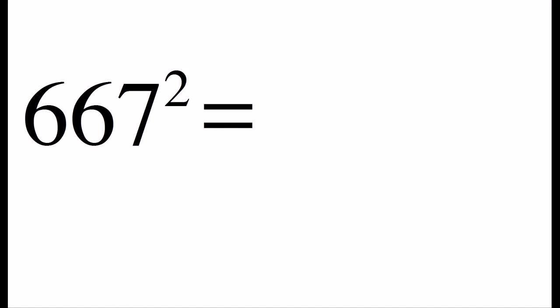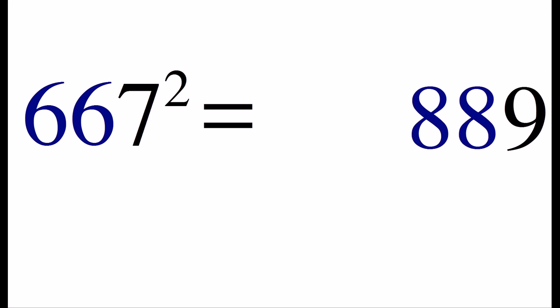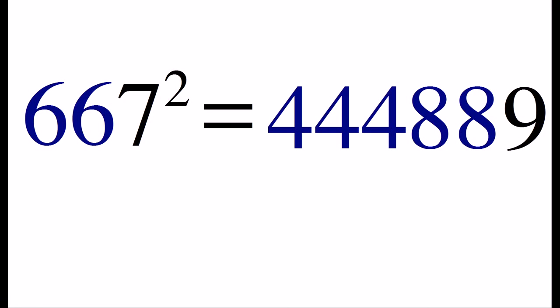In another example, 667 squared, we write down the digit 9, and then we count that there are 2 appearances of the digit 6. So we write the number 8 that many times, and the number 4 we're going to write 1 extra time.